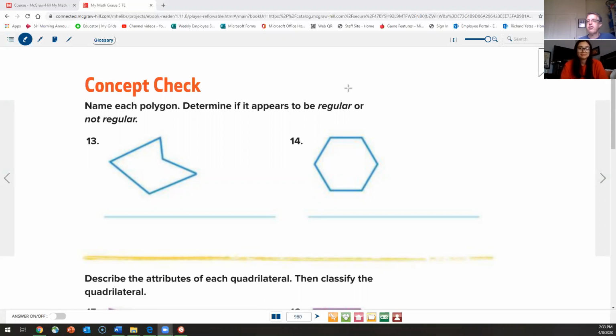Ms. Garcia will start off with number 13, and I'm going to flash on the answers here so you can see what the correct answers are. Alrighty, so for both 13 and 14, they wanted you guys to name each polygon as well as determine if it appears to be regular or not regular. So for number 13, they said that it was a pentagon because they counted the sides and they ended up getting that there were 5 sides, which means that it would be a pentagon.